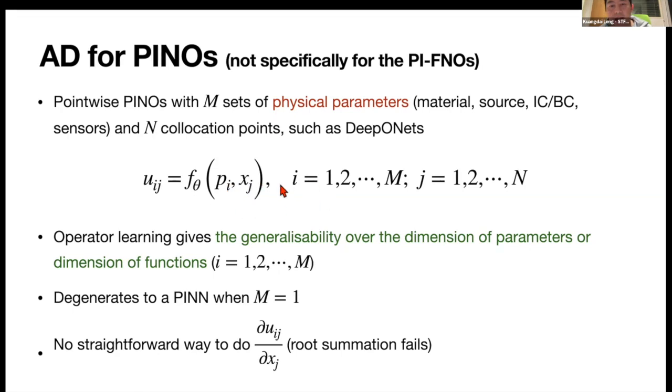So we have n points and m sets of physical parameters. Essentially, what differentiates operators from PINNs is the generalizability over this dimension of parameters. In our context, it degenerates to a PINN when you have only one fixed parameter. So there is no straightforward way to compute the derivative of the output with respect to the coordinates. By the way, we don't sum over the indices, so Einstein summation is not used. You can see that because of the presence of the i dimension, the row summation fails.